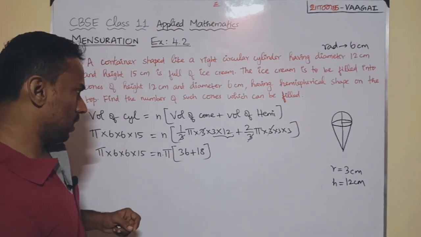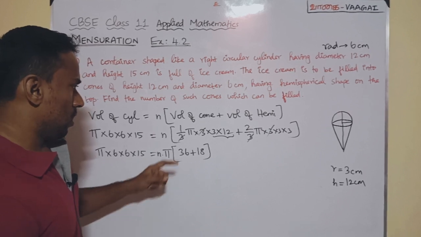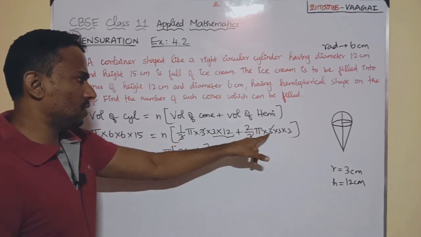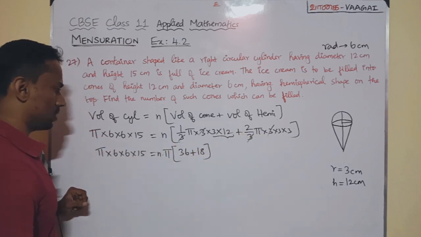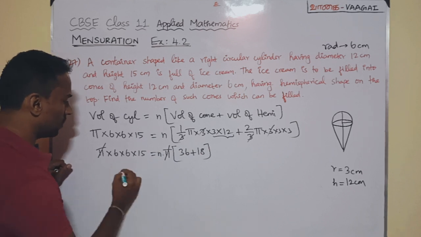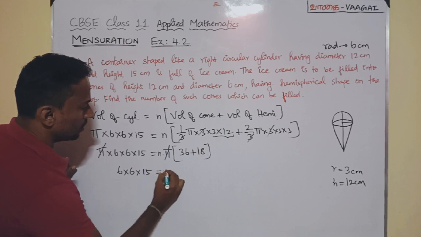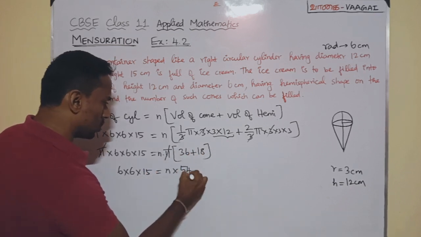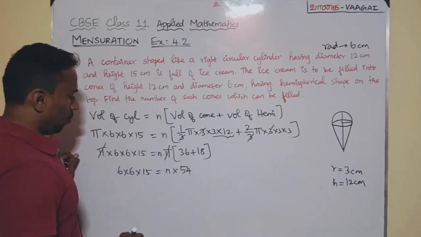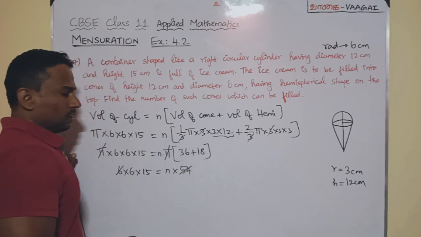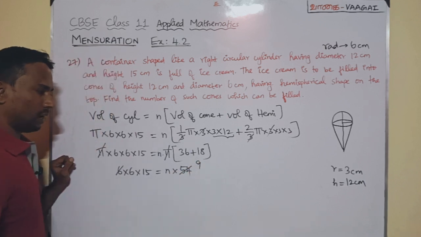So let me clearly check whatever we have done. Yeah, the 3s are all cut. So here we have only 36 and here we have 3 into 3 into 2, which will be 18. Okay, yes. Now what next, I can even cut this pi and pi on both the sides. So on my left hand side I will have 6 into 6 into 15, which is the same as n into, now what about this 36 plus 18? This will be 54 actually, is it or not? Yes, 54. Now what next I can do is cut this 6 with this 54. This will be 9 times, yes.